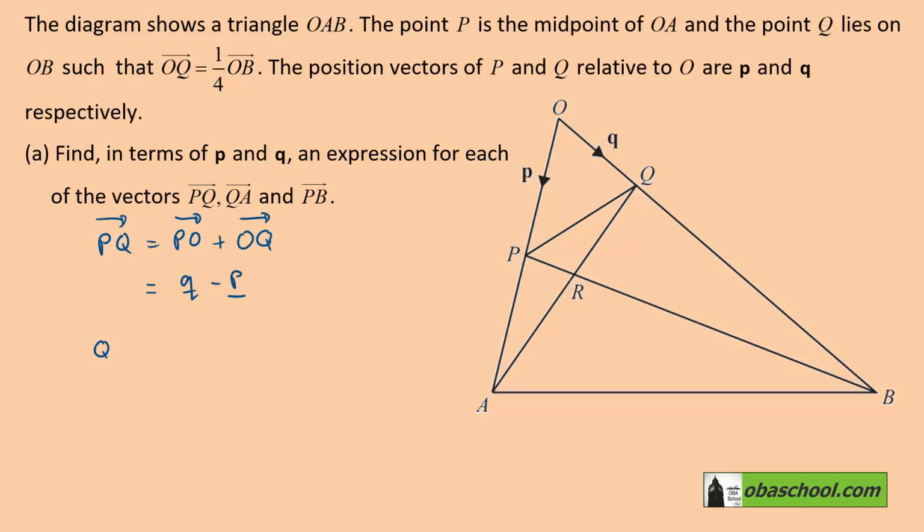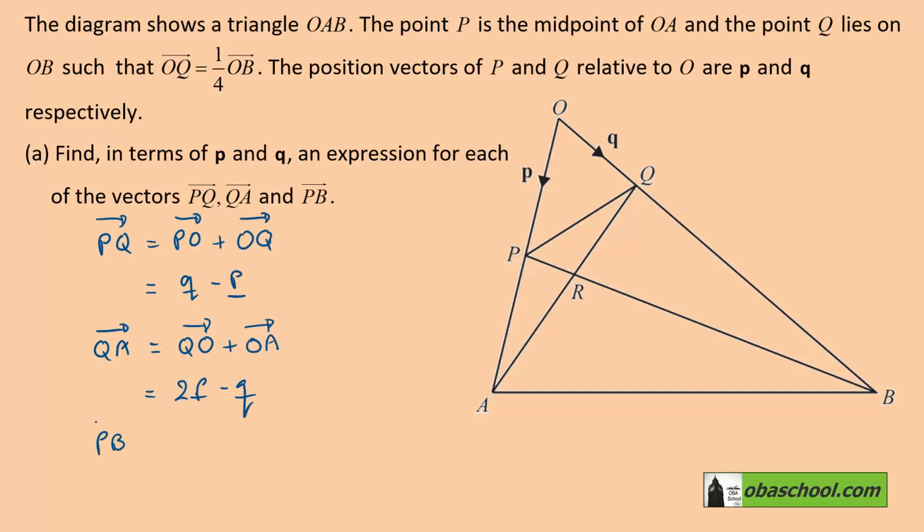So what about QA? We can do that as Q to O plus O to A. And of course p is the midpoint of OA, so OA is 2p. So that's going to be 2p, and QO is take away q.